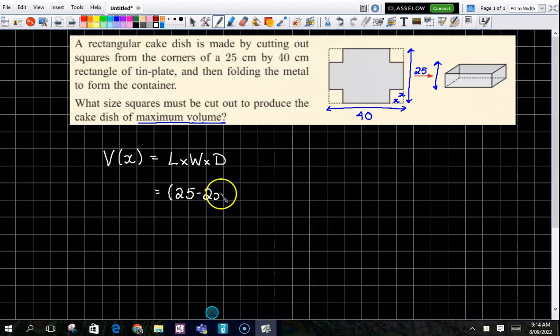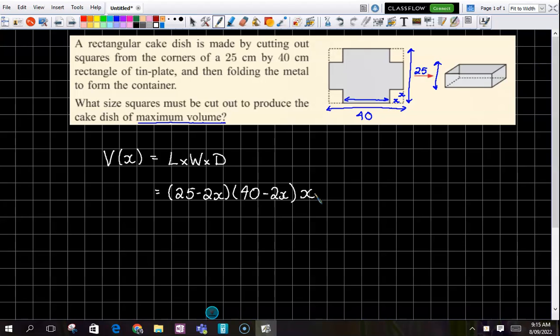And then what would we have as this length here? 40 minus 2x. Correct. And of course, what is our depth? What was our depth every time we cut out the x? It is the x, that's right. That's your x. So there we have our equation. And that is what we have to differentiate.